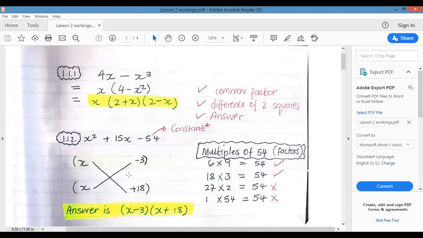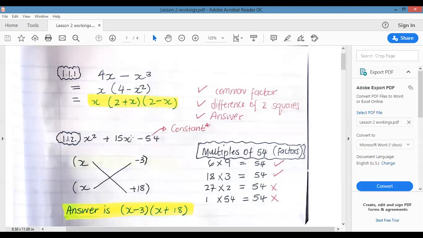Now, I love this method. So you're always going to look at your constant. Your constant is 54. So you must write all the factors or multiples of 54. You must list them. It's 6 times 9 gives you 54. 18 times 3 gives you 54. 27 times 2 also gives you 54. 1 times 54 is also 54.